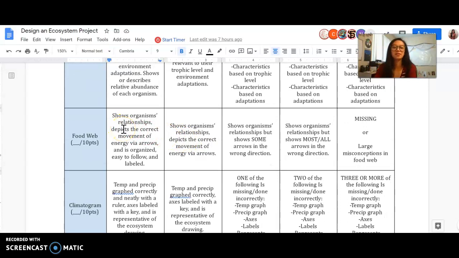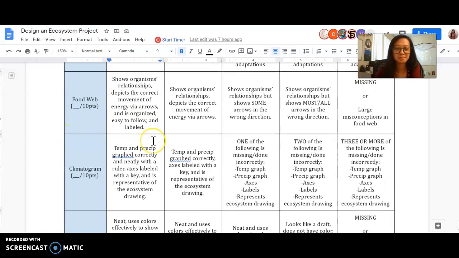Cool. In terms of the food web, I'm going to be looking for if you show the organisms' relationships, and show the movement of the energy with the arrows going in the correct direction. So make sure the arrows are pointing the correct way, and that your food web is also easy to read, easy to follow, and well organized. I would recommend maybe putting the producer down at the bottom and then branching your way up as you work on things. Cool.